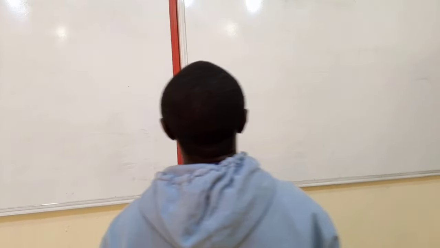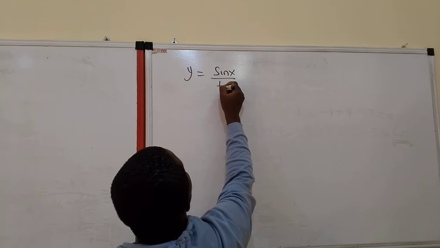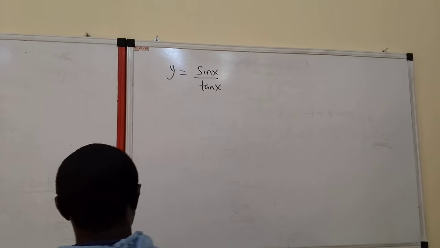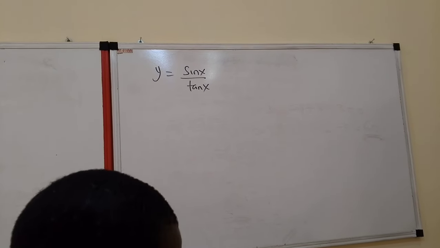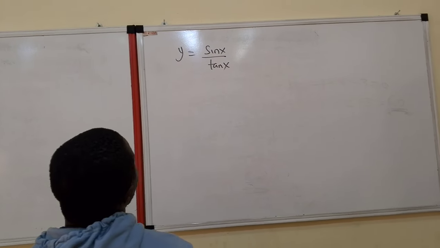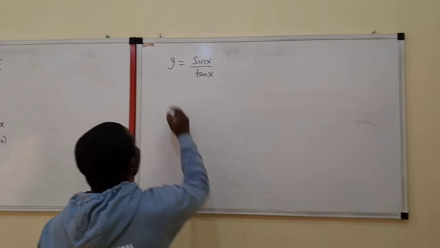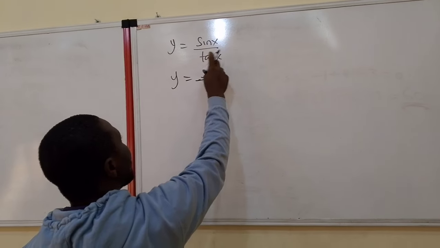Y equals sin x over tan x. What do we do? How do we differentiate it? We have to look for dy over dx. Very simple. Y is equal to sin x over tan x, which is simply sin x over sin x over cos x.